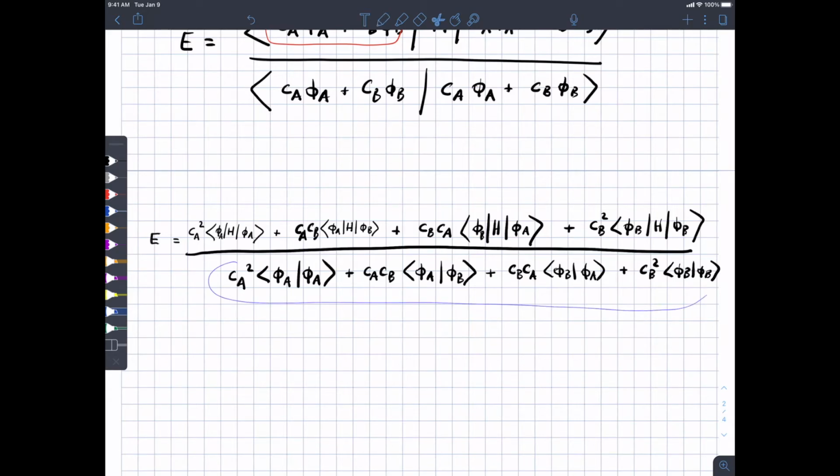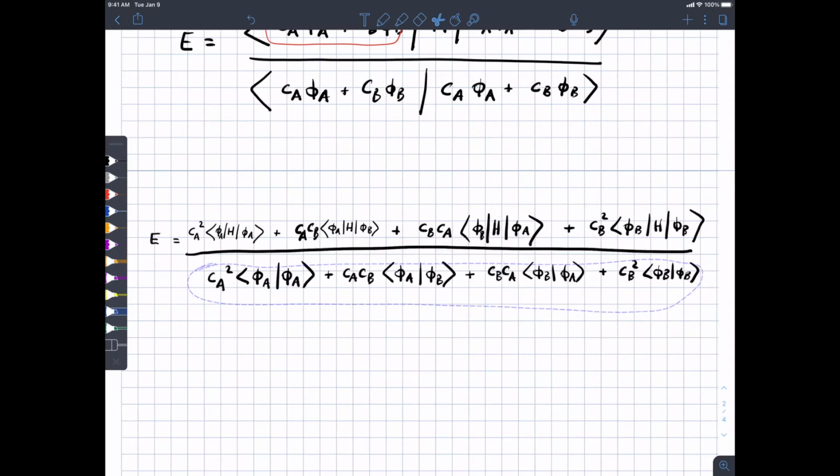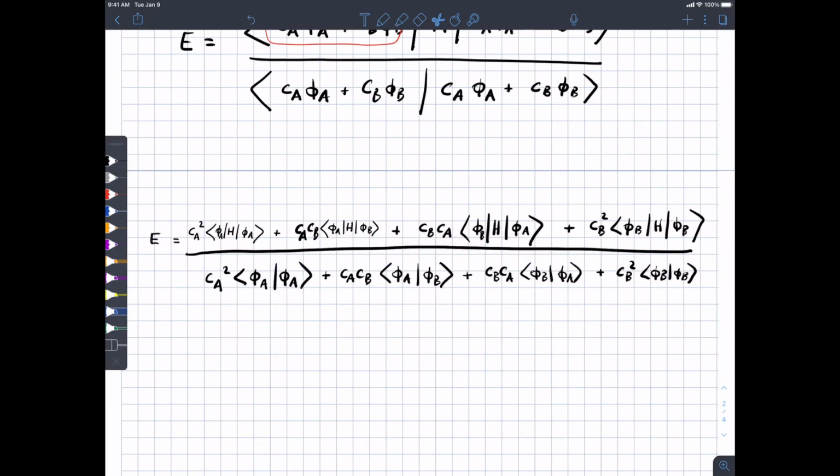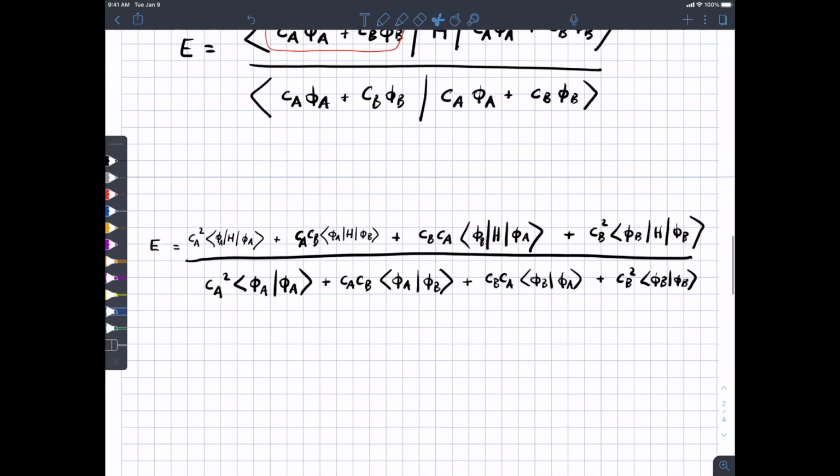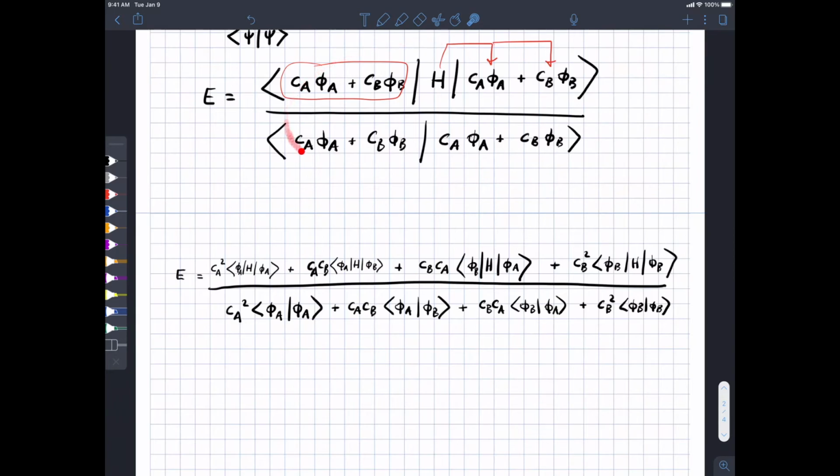All of these notes are going to be available. So if you're scribbling and you can't quite get all of that down, that's fine. You can see it in the notes. And if you're struggling to see the connection between this and that, you can go back and do the algebra yourself.